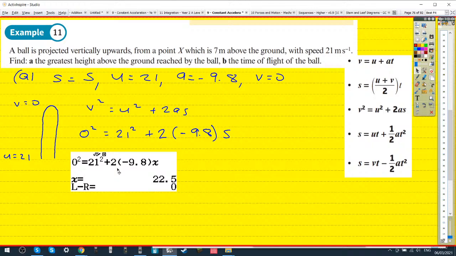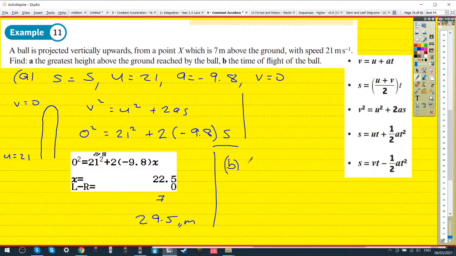So now we have S is 22.5, right? S, I think this was 22.5, and it is 7 meters above the ground. So we want to know the height above the ground that it reached. Any idea about that? You add them together. Yep. So it'd be 29.5. So that's 29.5 meters. U, V, and A.